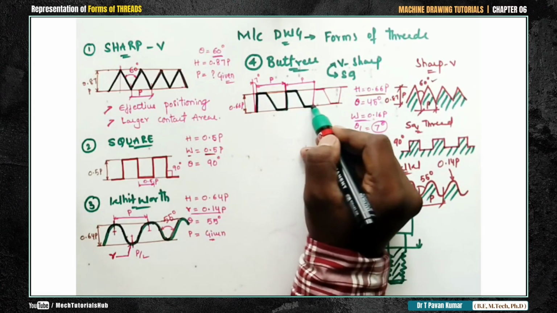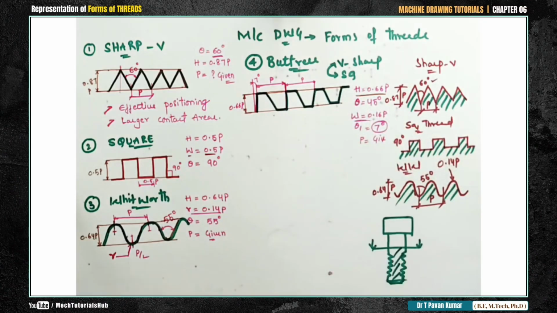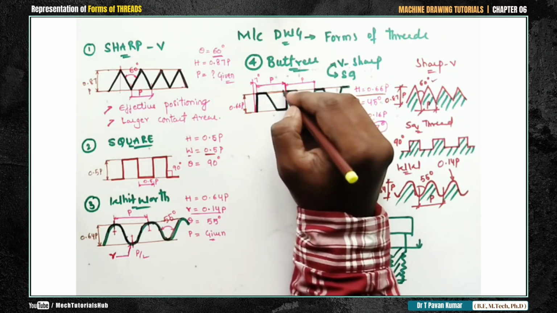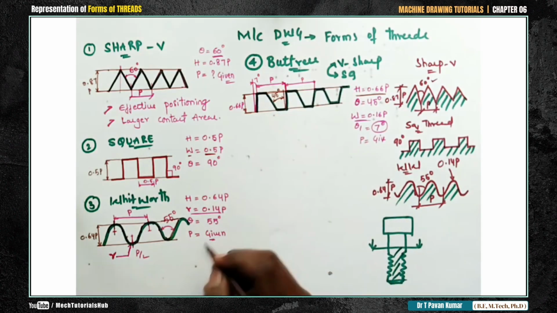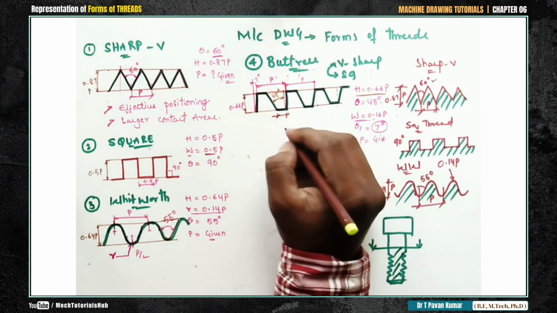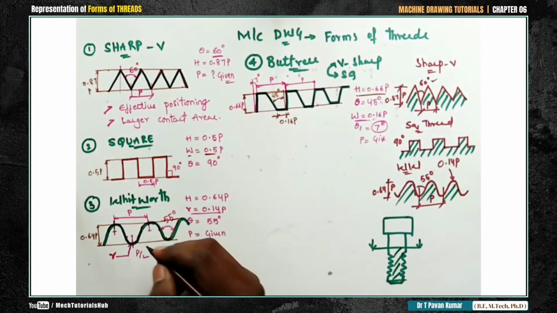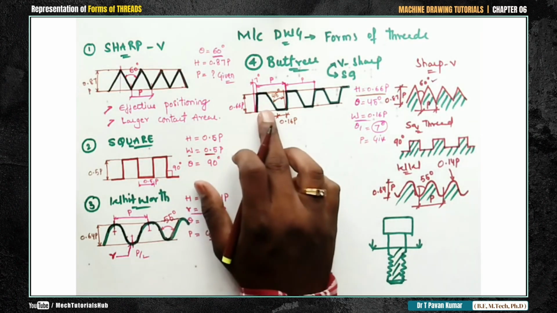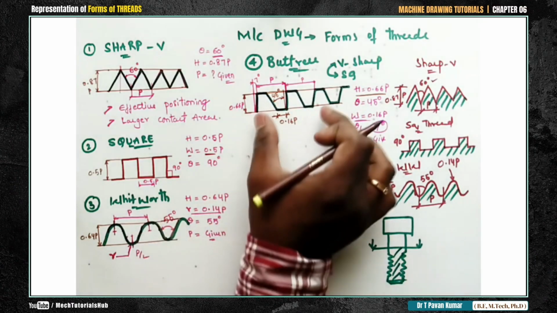Let us consider it as acme thread in a similar fashion to V sharp, buttress and all. For acme also there are few dimensions that need to be remembered. Height is equal to 0.5p, this is half of the height, maybe h by 2 I can call it. It is not a complete height actually. Theta needs to be remembered, 29 degrees, that is also important, and the width 0.37p, width is also important to remember. Pitch value obviously is given in the question.